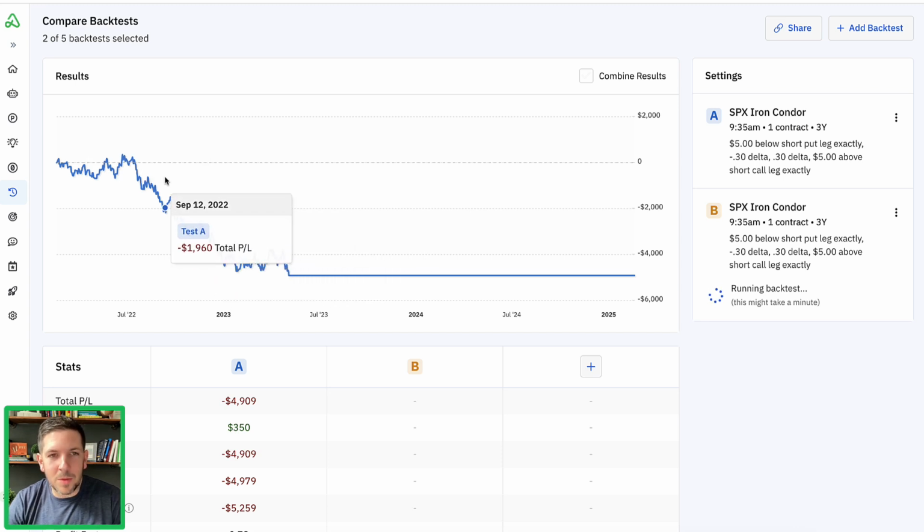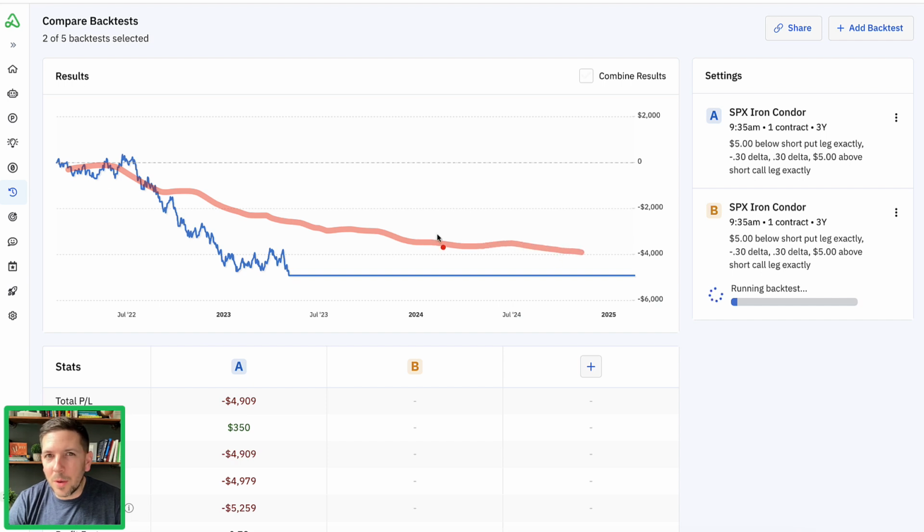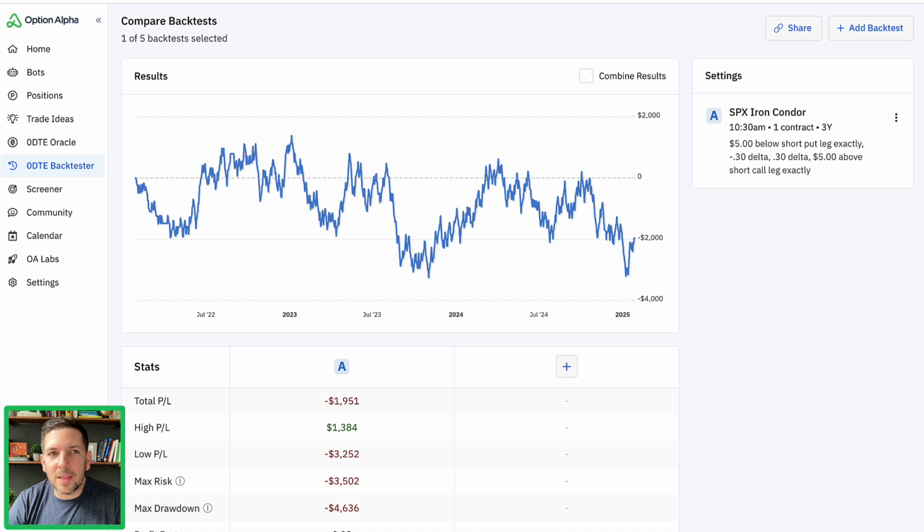My assumption would be on this one that the strategy P&L goes like this, and it gets a little bit, I have no idea, but I assume it would get maybe a little bit better, but we'll see what happens with that one. So while that one's running, let's go over to this one here.